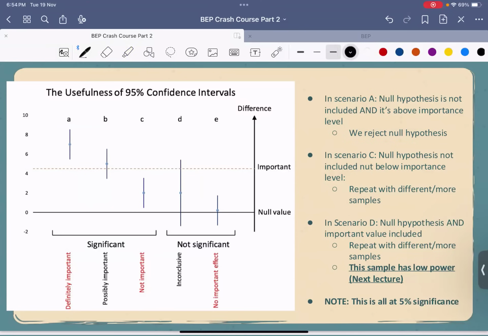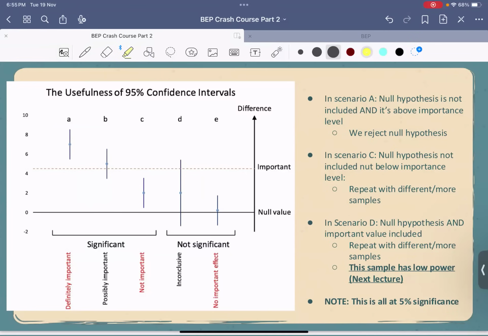In scenario C, I'm going to skip B because it's not important. In scenario C, we can see that it doesn't touch the null value, so it's statistically significant, but it does not cross over the important value. So it's not clinically important. It's statistically significant, but it's not clinically important.